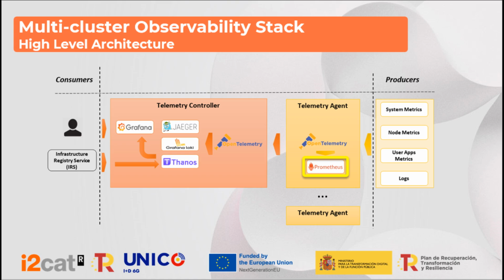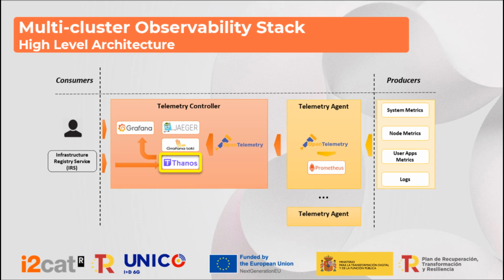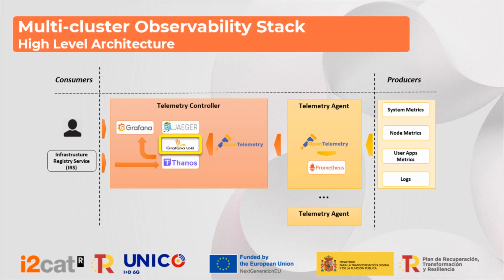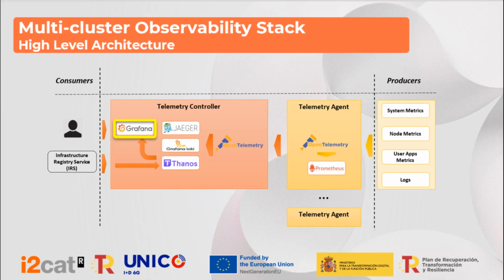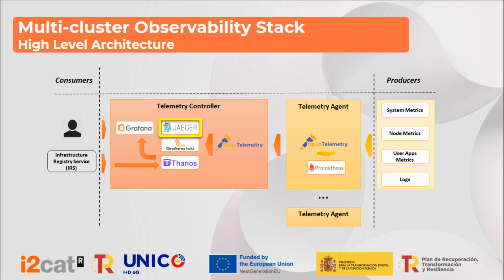For long-term storage, it uses Thanos to store metrics due to its support for Prometheus and advanced features such as unlimited retention and data compaction. Log storage is handled by Loki, selected for its compatibility and ease of use, and Grafana serves as a visualization platform for the collected data. For trace management, the solution of choice is Jaeger, which is an open-source distributed traceability system.